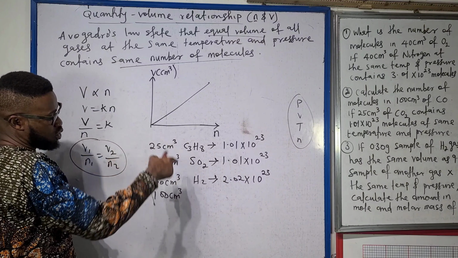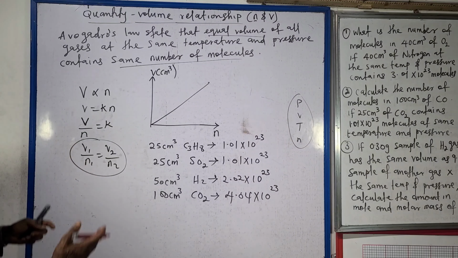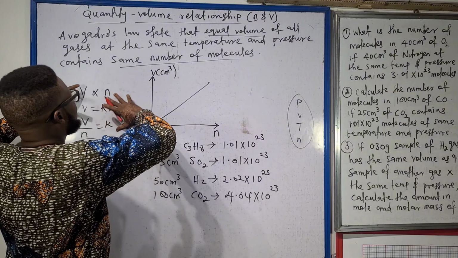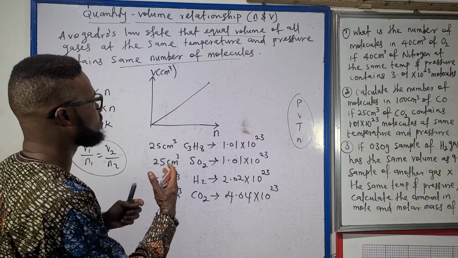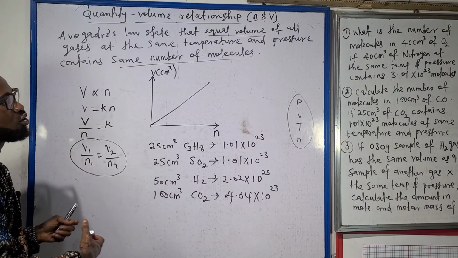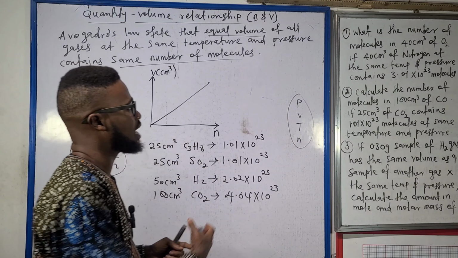So invariably, what we're saying is that when volume increases, the number of molecules of gas is going to increase. If volume decreases, then the number of molecules here is going to also decrease. So that is that about Avogadro's law. Equal volumes of all gases contain the same number of molecules, provided that the temperature remains constant. Let's quickly look at some calculations here.